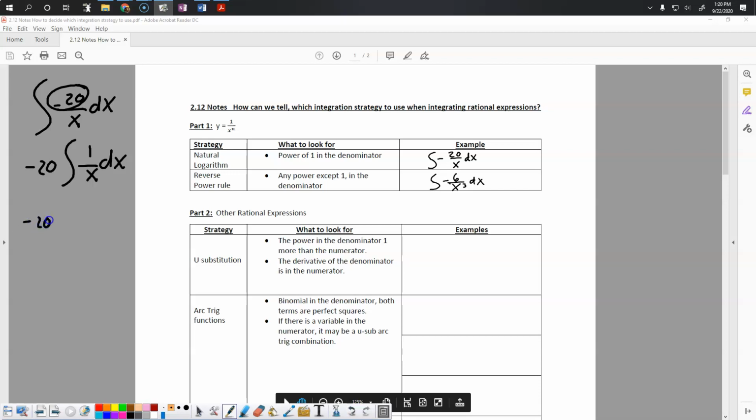And then we go ahead and take the absolute value of x there and put a plus c, and we're good to go. So that is the ln problem. Now let's take a look at the other one.